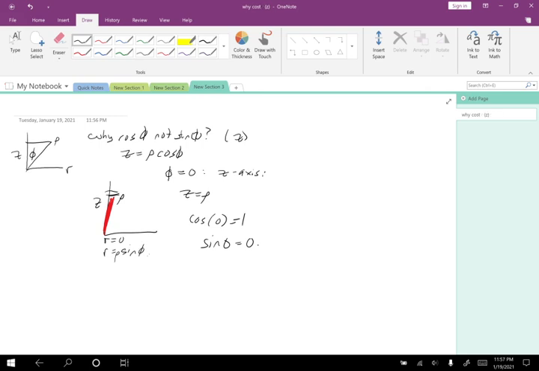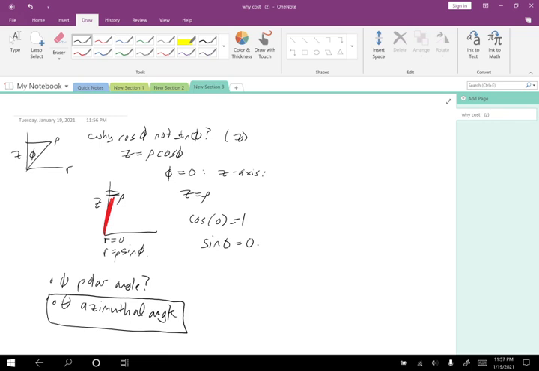Okay, and then, if phi is the polar angle, what do we call theta? Theta is called the azimuthal angle. I know it's all confusing, because you would think that because theta is from polar coordinates, we call it the polar angle. But again, think about the axis, and think about the spheres and the north and south poles. Okay, that's all for this video.